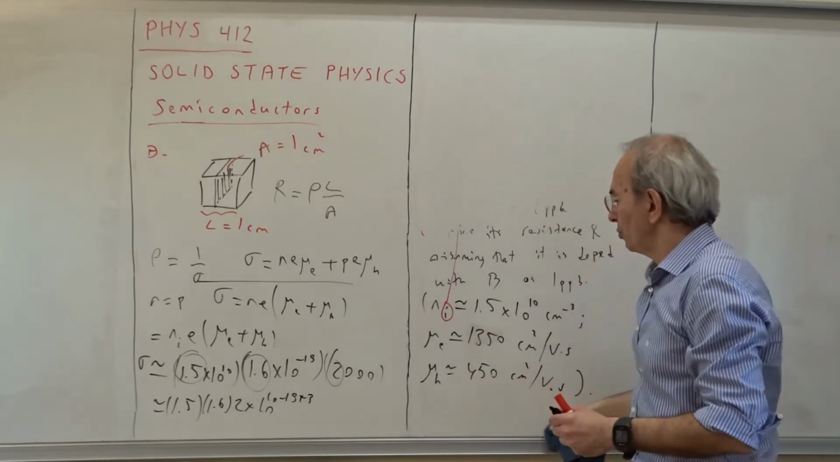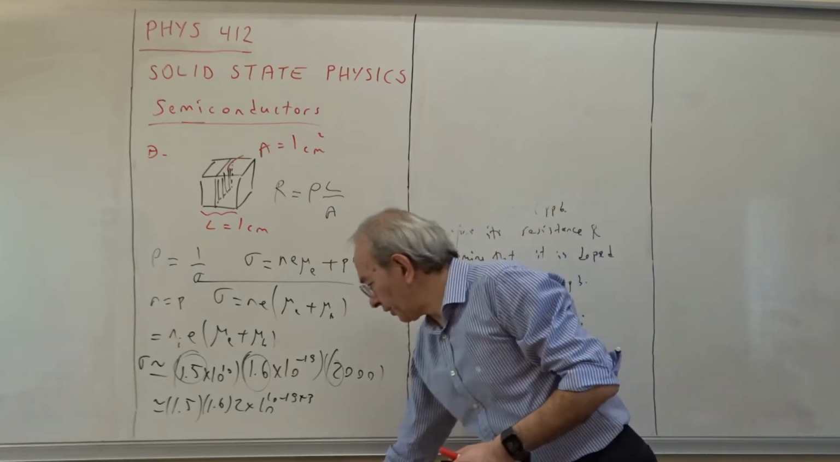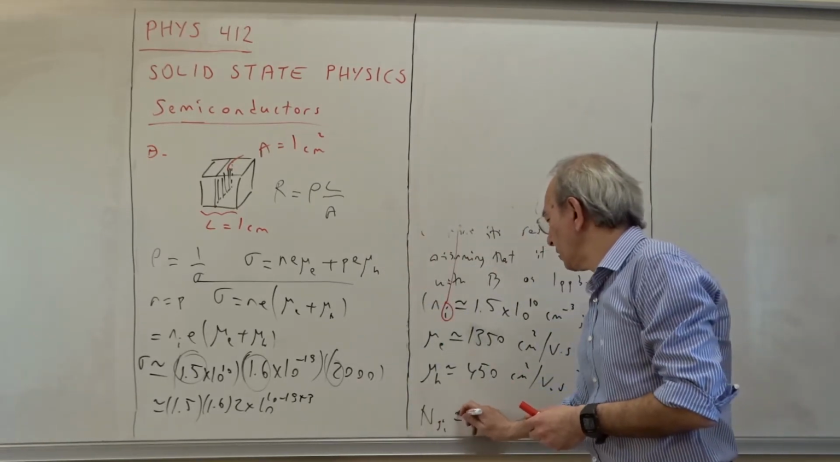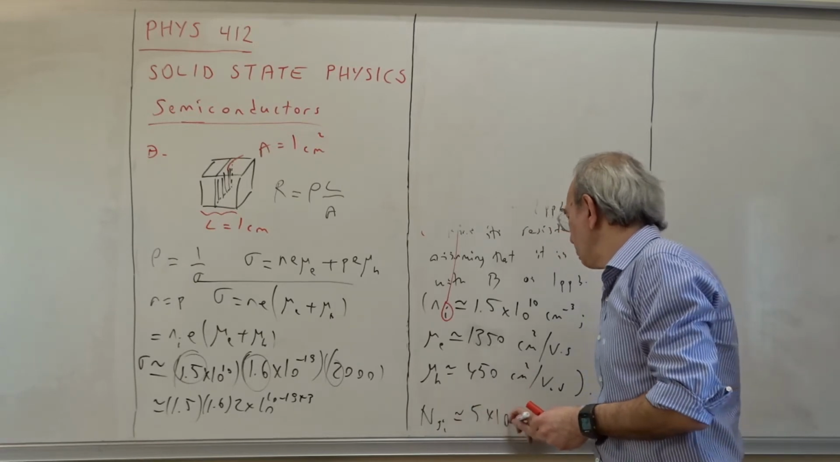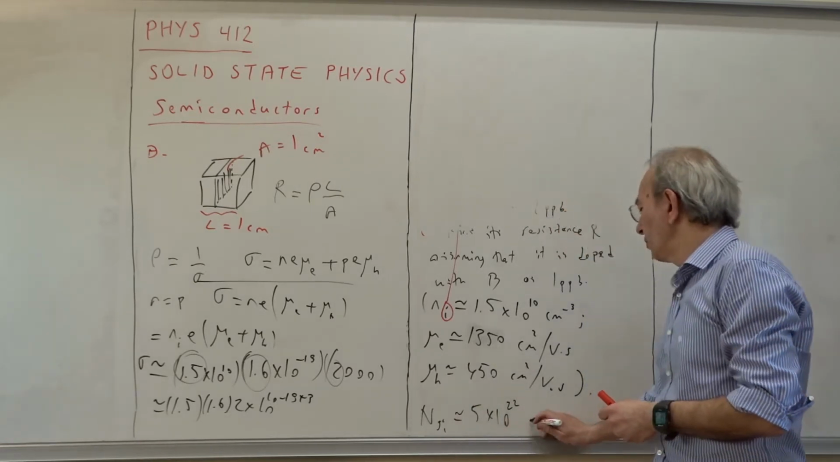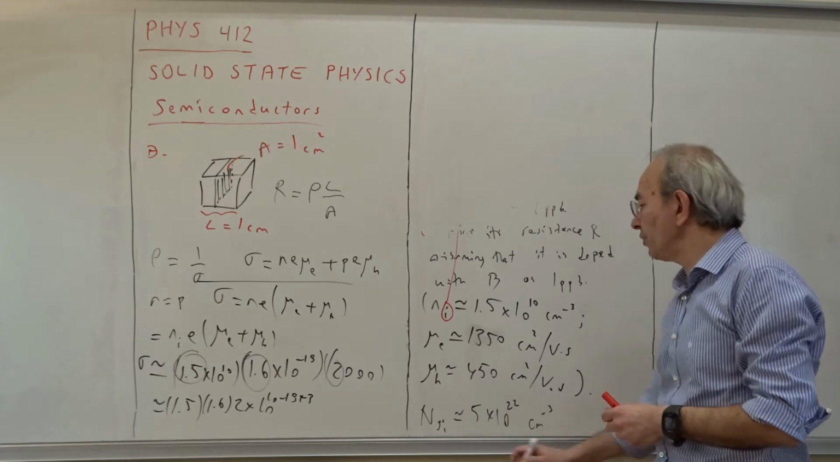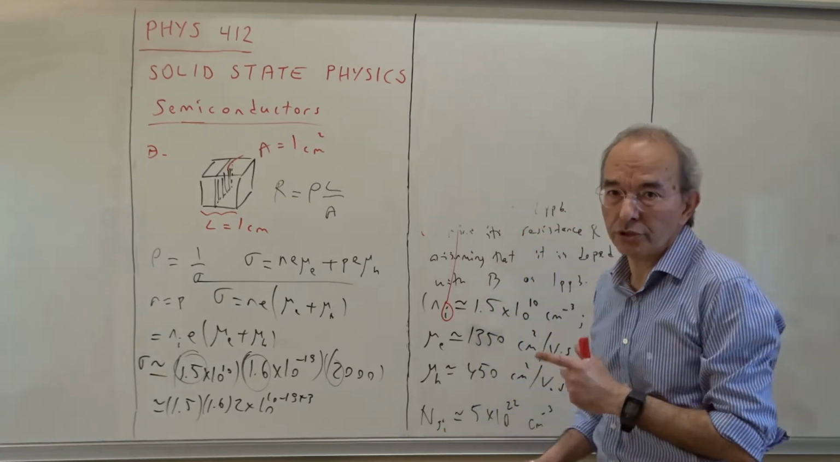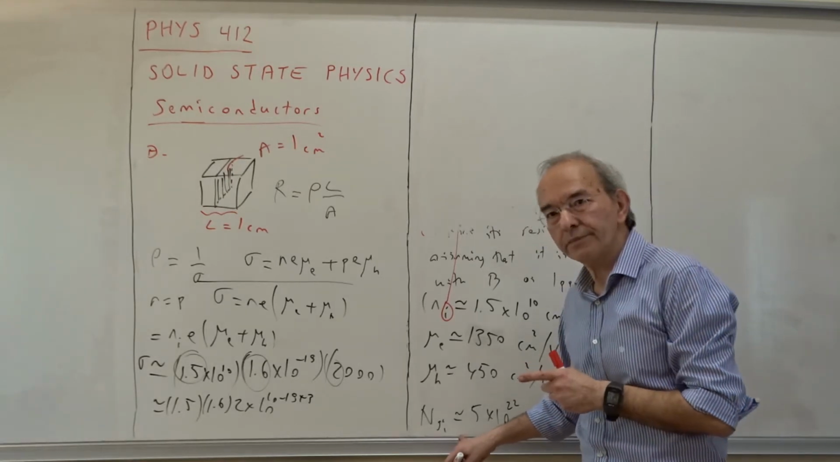Now, we need one more. Let me add one more parameter. N of silicon is approximately 5 times 10 to the 22 per cubic centimeter. This is the atomic concentration of silicon. We also need that constant, atomic concentration.